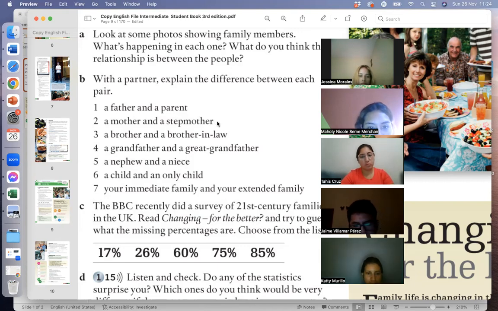Mother is good. Mother is what, sorry? Mother is blood and stepmother sería madrastra. Yeah, and in English? Okay, Maholi, can you give it a go? What is the difference between mother and stepmother?